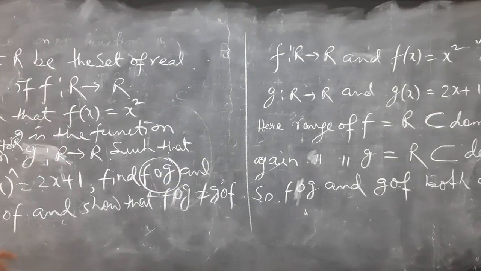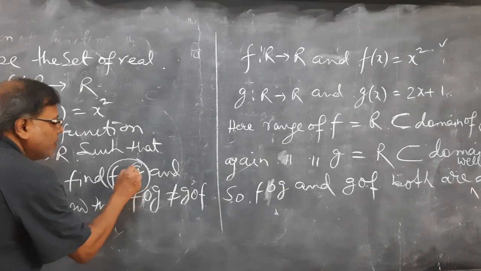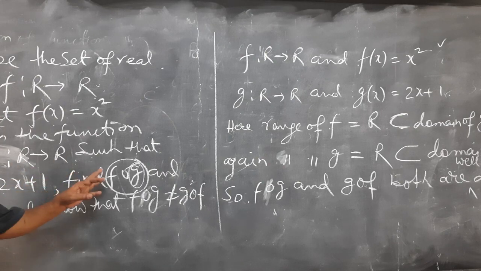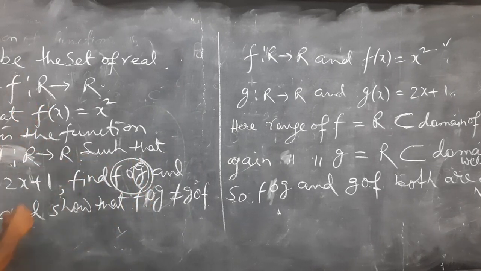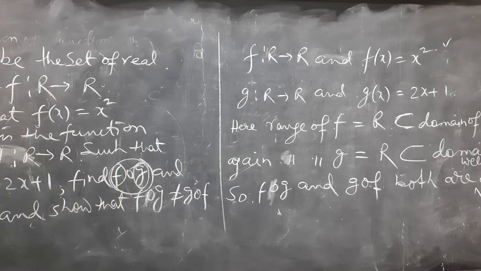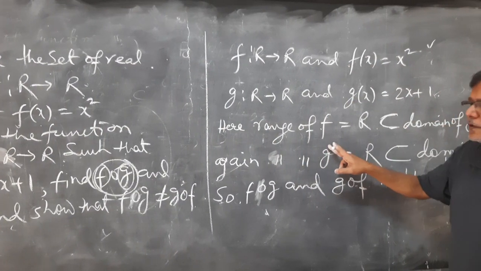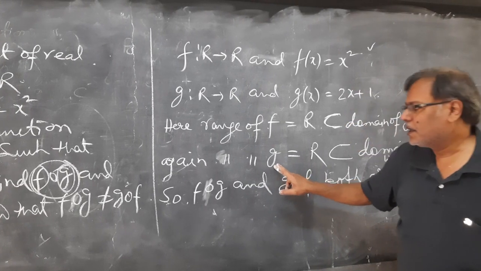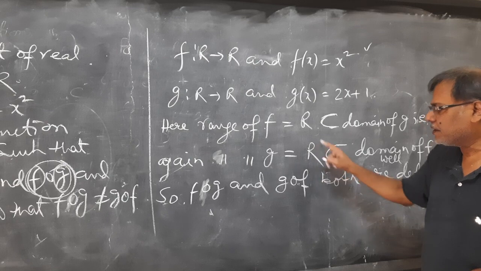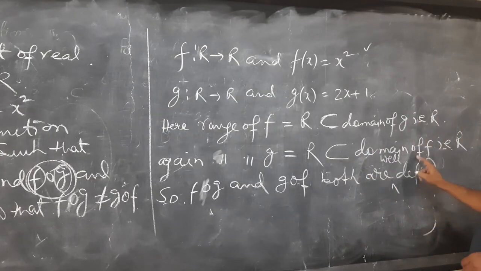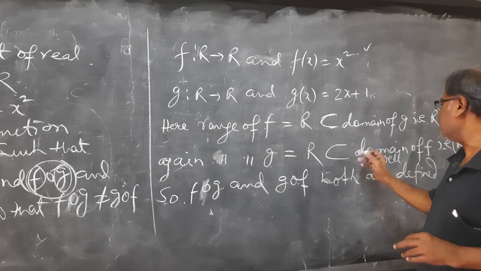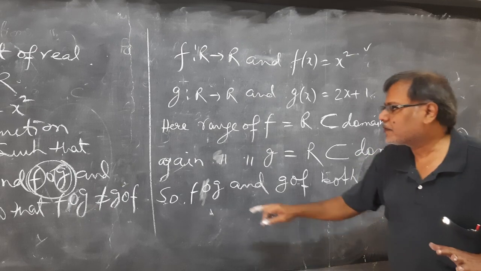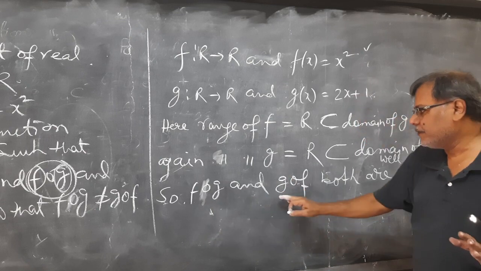For finding FOG, I have already explained in the previous part of this video that FOG will be defined only if the range of G must be in the domain of F. Here I have written, the range of G is capital R, which must be a subset of the domain of F, which is also capital R. So the range of G is the same as the domain of F, which means this FOG is defined. We will take up GOF later on.